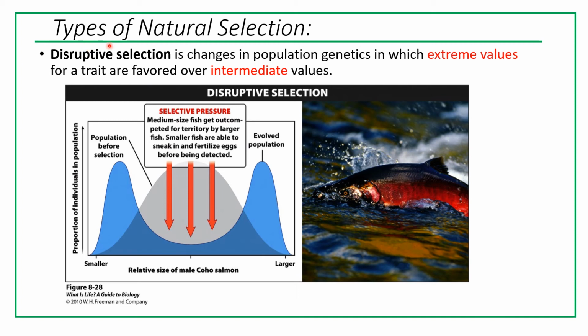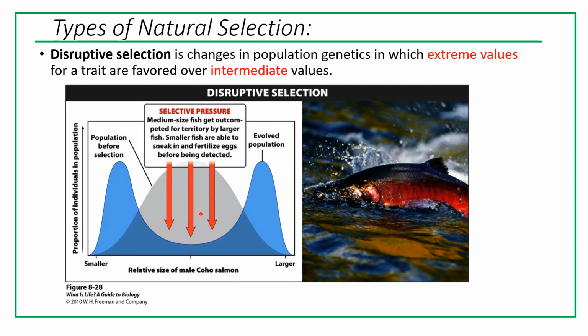Now, there are three types of natural selection, and the first type is disruptive selection. And disruptive selection is changes in population genetics in which extreme values for a trait are favored over intermediate values. So an example I'm giving to you is actually salmon, right? So relative size of male salmon. So that's the original population shown here in gray. And, you know, some fish are small, some fish are large, but most of the fish right here are a medium size. But what if being medium size is not good, right?